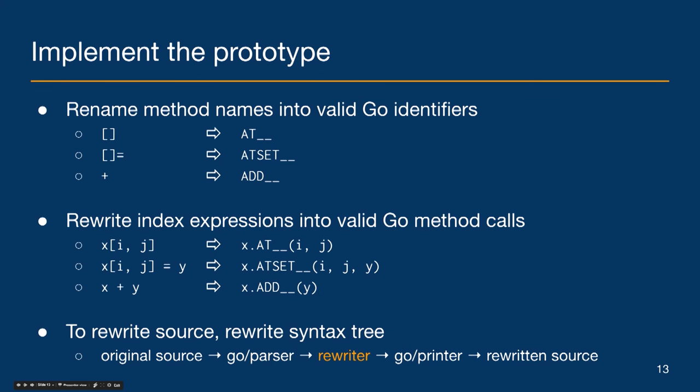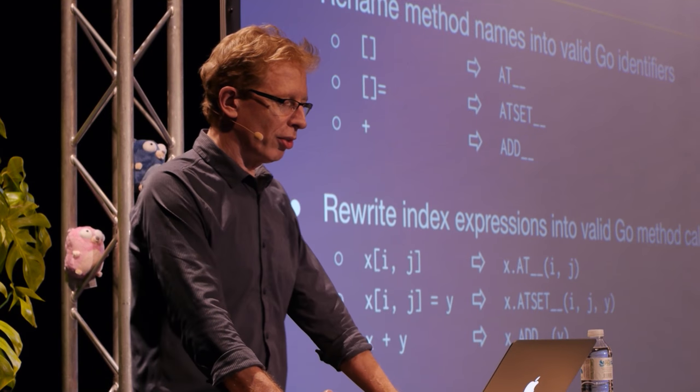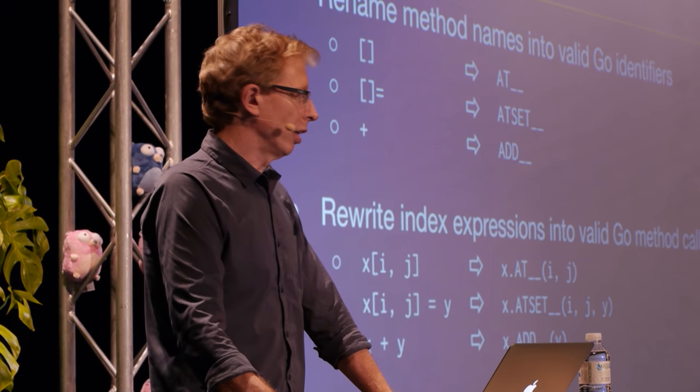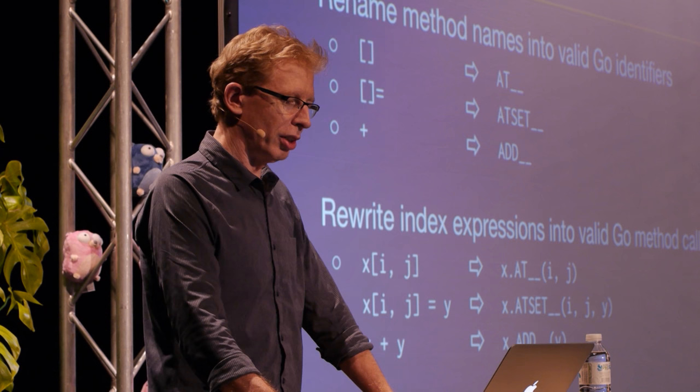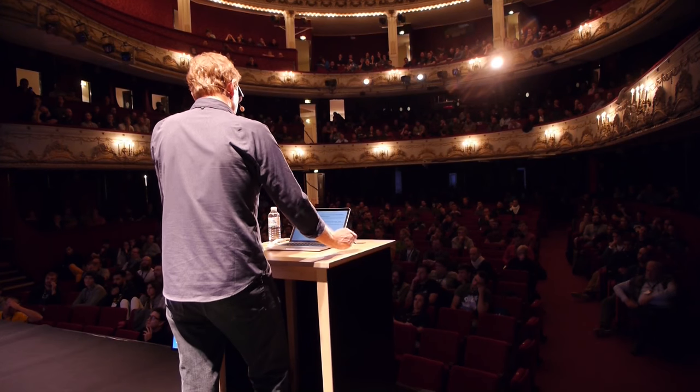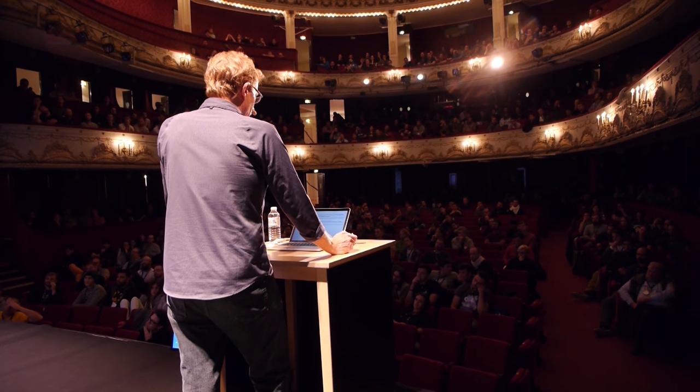Now that we know what our rewriter is supposed to do, we need to come up with a suitable implementation. And remember the goal: since our existing Go doesn't understand our extended language, we are going to rewrite our extended programs into programs that are understood by current Go. It turns out that is pretty straightforward. First of all, we're going to rewrite our new method names into valid Go identifiers. It doesn't really matter what they are. I've chosen some names that make sense, so you can understand your code for debugging, and also so that there's hopefully no conflicts with other commonly used identifiers. Similarly, we're going to rewrite the index expressions into method calls as shown.